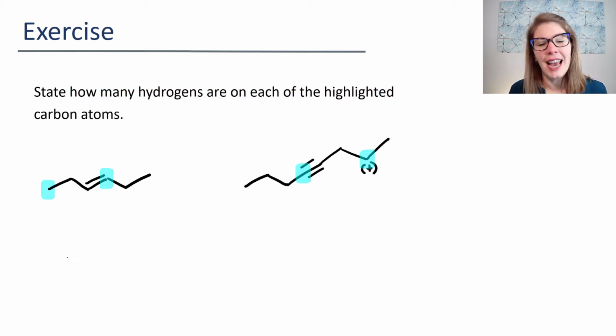In this exercise, I have 2 different structures drawn and I have 4 total carbons highlighted. What I would like you to do is tell me how many hydrogens are on each of the highlighted carbons.